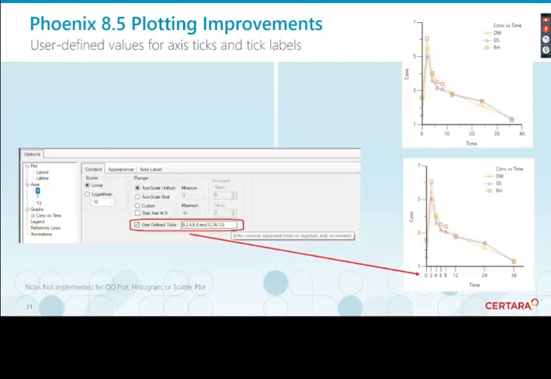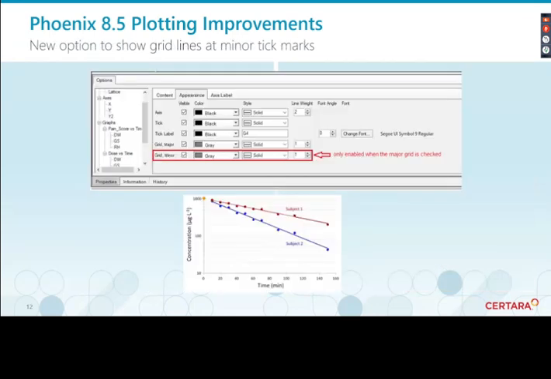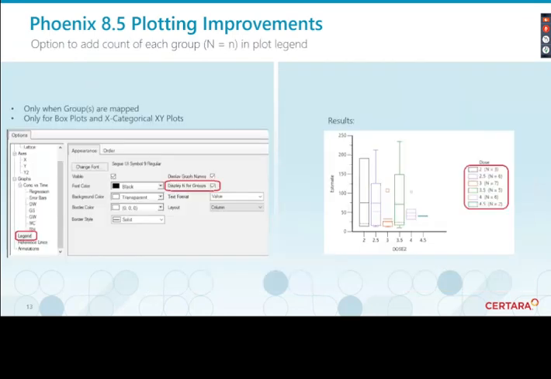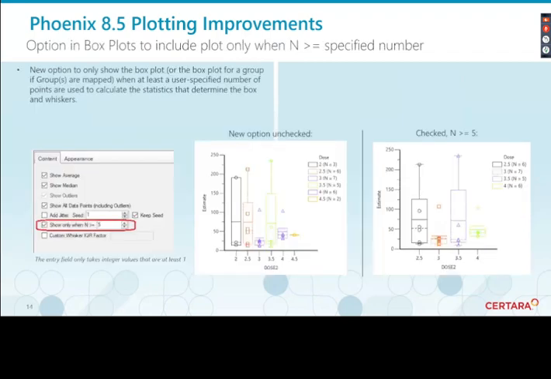We also talked about user-defined tick marks that are now available for the XY plots. Adding grid for minor tick marks is also available. And in box plots and categorical X plots, you can display the number of groups. And in the box plots, in addition to displaying the sample size, you can also remove some of the box plots if they don't meet a minimum number.